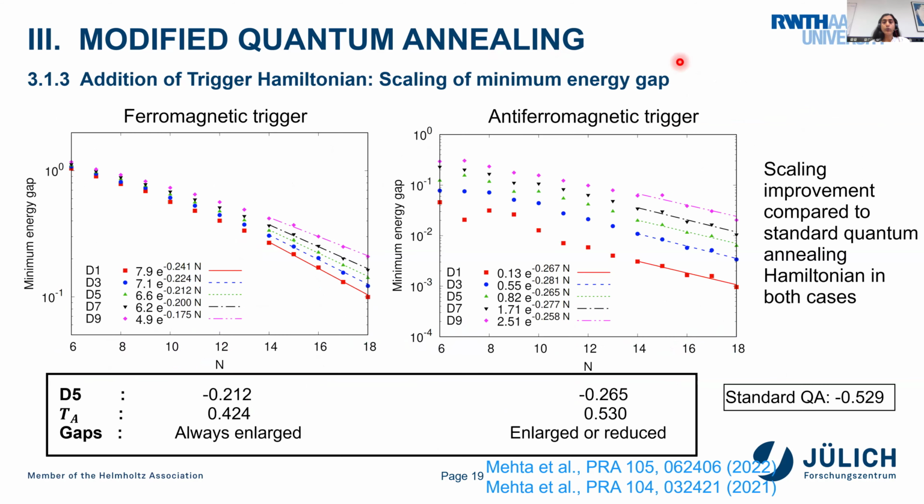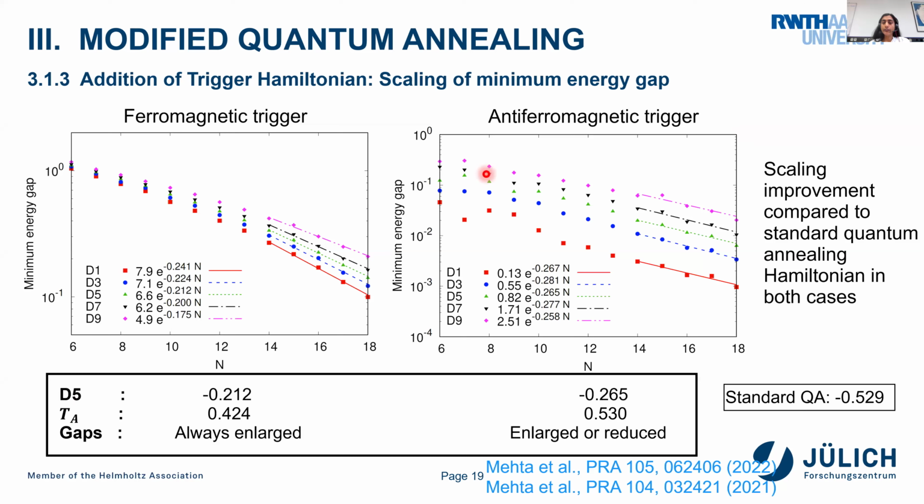Okay, so now to the scaling of the minimum energy gaps again. So we see that despite adding these trigger Hamiltonians, the scaling of the minimum energy gaps remains exponential. However, the resulting scaling exponents are significantly smaller, especially for the ferromagnetic case. So in this case, we find that the median, the fifth decile, scales with an exponent of minus 0.212, which should mean that the annealing time required to ascertain an adiabatic evolution should now scale with an exponent of 0.424.